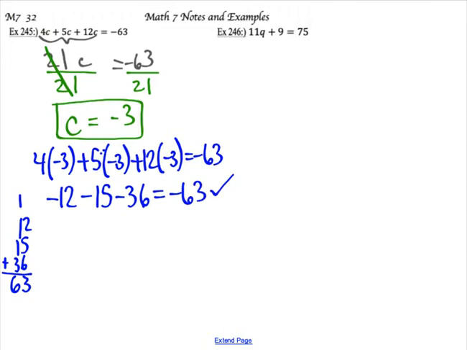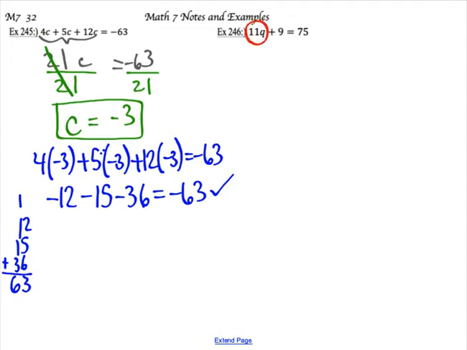All right, example 246. 11q plus 9 equals 75. Step 1, simplify both sides. All right, 11q plus 9, there are no like terms, and 75, there are no like terms. Both sides are already simplified. Move to the next step.